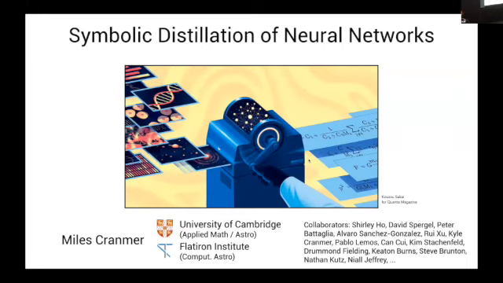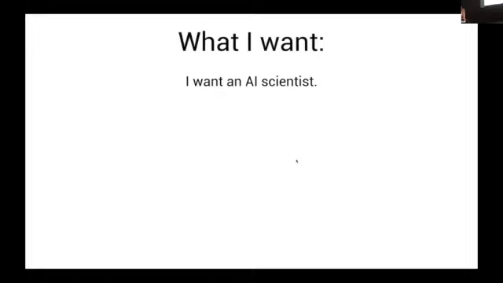So today I'm going to talk a bit about one method that I see for using machine learning for actually discovering things, so discovering new physical concepts. Just to preface this, what I really want from machine learning is an AI scientist. I want machine learning to be able to accelerate all areas of scientific research.